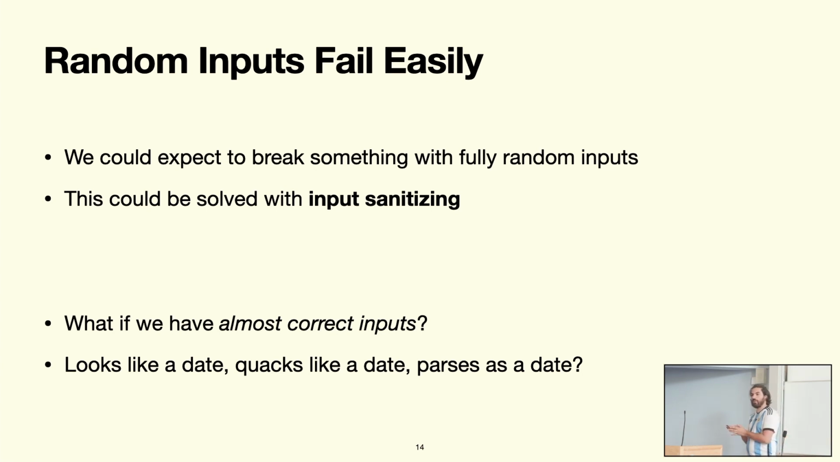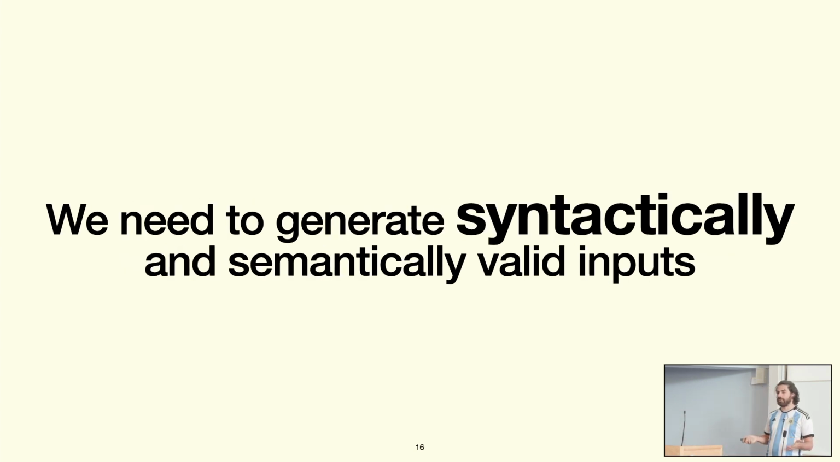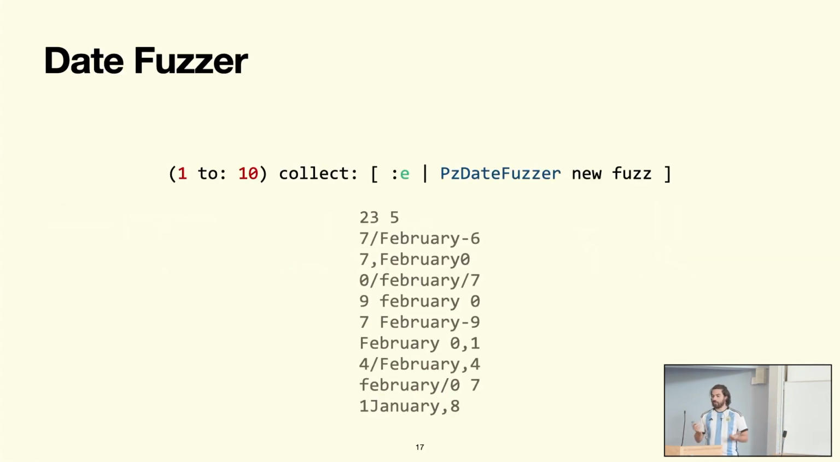What happens if we direct the fuzzer towards something that looks like a date? Something that quacks like a date, something that is maybe a date or maybe it's not a date. So we need a way to generate syntactically and semantically valid inputs, something that looks like dates. And I will put the emphasis on syntactically here. We need something that in the string looks really like a date. So we can write a date fuzzer.